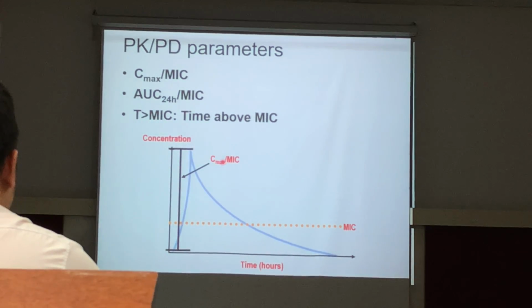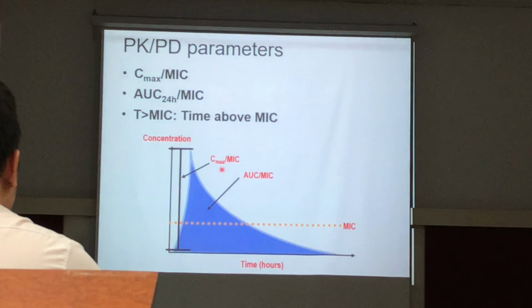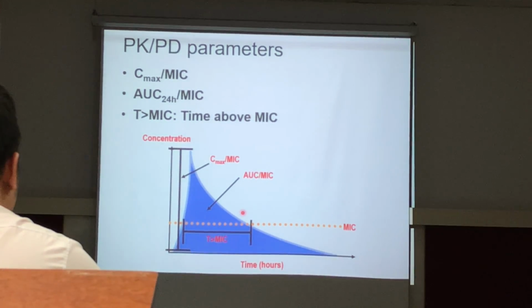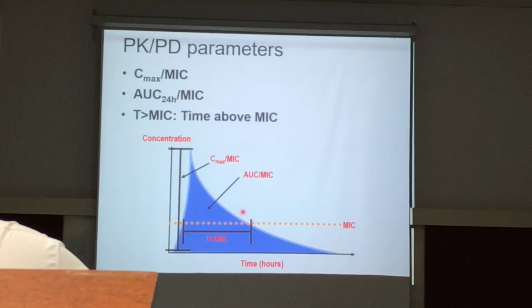So in the first one, Cmax is important. In the second one, AUC is important. In the third one, you can see here, from here to here, where the concentration is above the MIC is the important parameter.